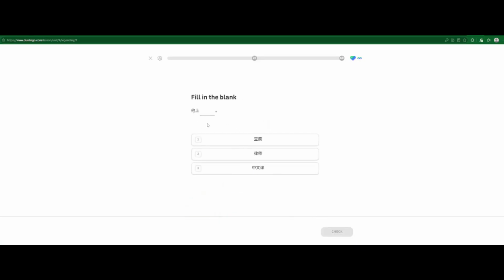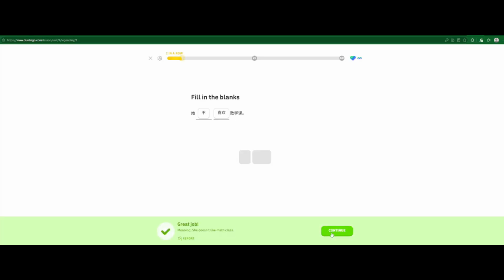大上课, and then what does it want me to say? 中文课. Okay. 他上中文课, that means he attends Chinese class. And we have 他不喜欢数学课. Wait, is that 数学课? Oh, that's math class. She does not like math class.